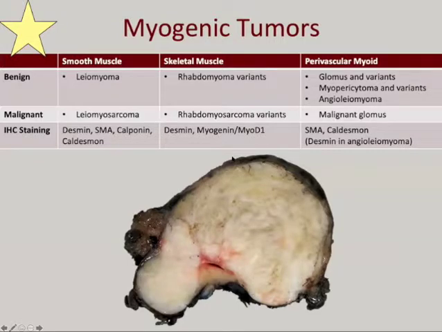Now moving into the myogenic tumors. So we have smooth muscle, skeletal muscle, and then these so-called perivascular myeloid tumors, right? We have about a half hour left, good.